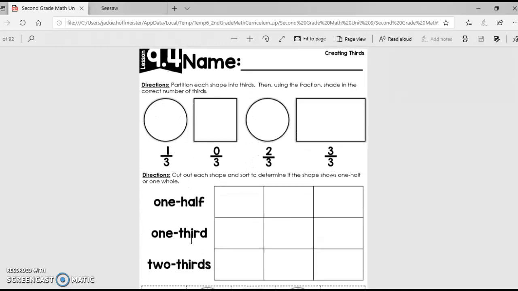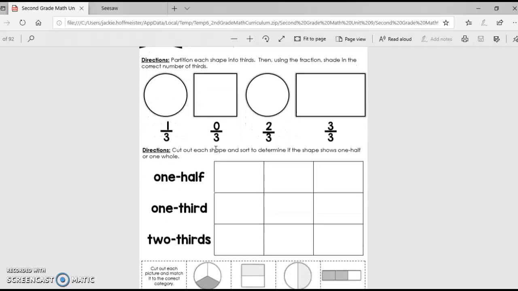Okay, here's the worksheet. The top part of the worksheet, you're going to partition. Remember, that means cut it into thirds. Partition each shape into thirds. So first we're going to split it. So I got to put my dot in the middle and I got to make that Y. And then I'm going to split this one. I'm going to split this circle again and I'm going to split this one. Then I need to match the fraction, shade it in to match the fraction. This one's 0. That one's tricky. Don't let it fool you.